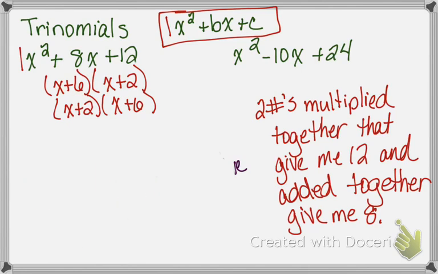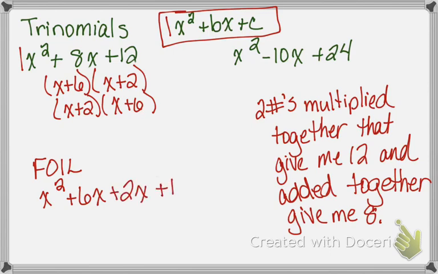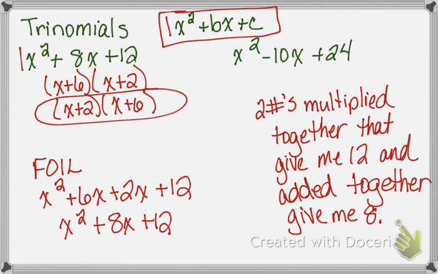Now, to check this, I would FOIL this to check it. So I have x times x is x squared. X times 6 is 6x. 2 times x is 2x. 2 times 6 is 12. So I have x squared plus 8x plus 12. Now I can FOIL it to check it, but I want you to understand this is my answer right there. That's my answer.